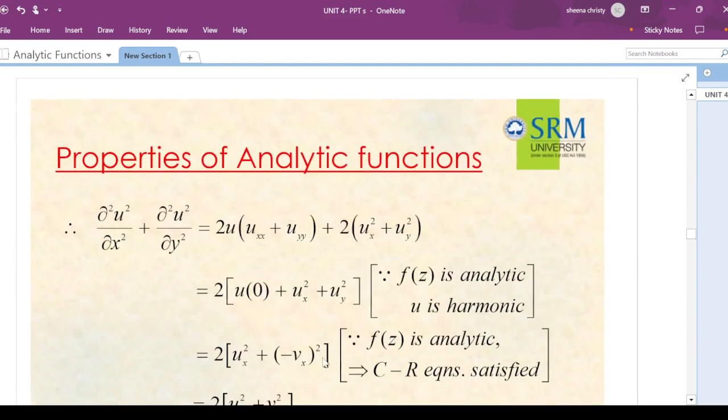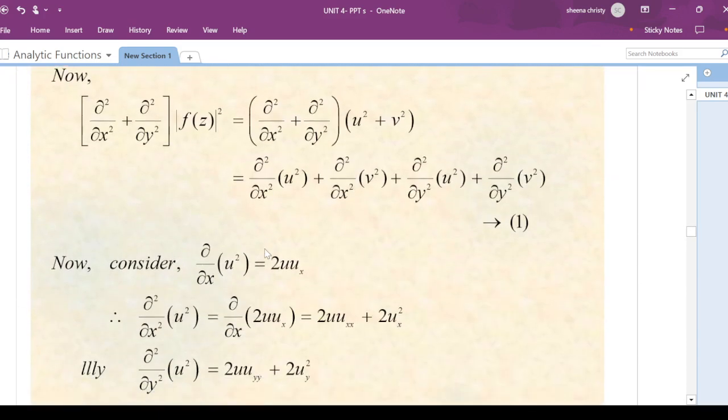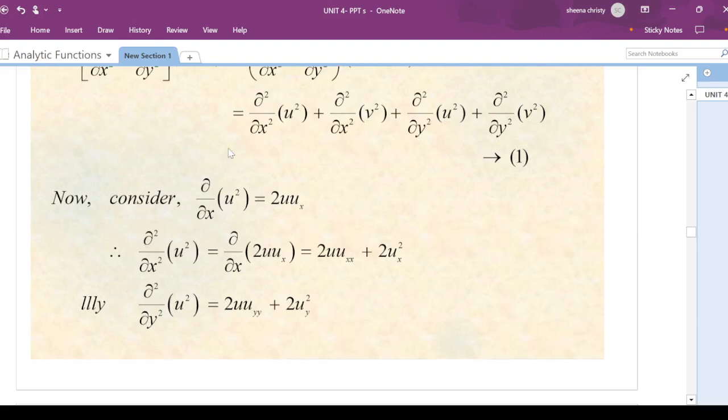Then you are going to substitute it in this formula. So here, in the place of dou square by dou x square of u square, 2 times u into uxx plus 2 times ux square. This term is going to be 2 times u into uyy plus 2 times uy square. In a similar manner, you can differentiate v square with respect to x two times and with respect to y two times.